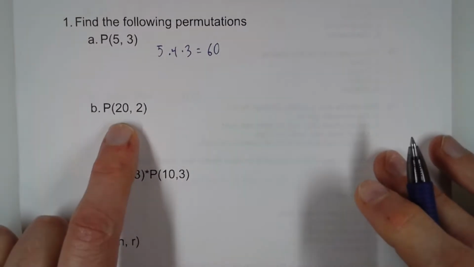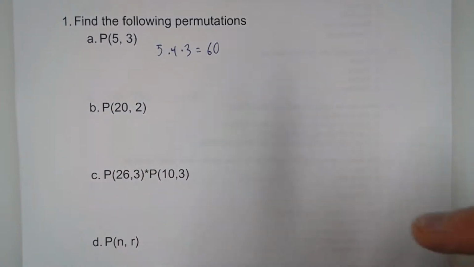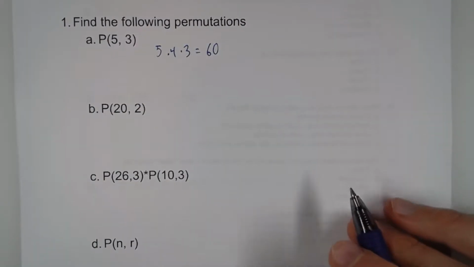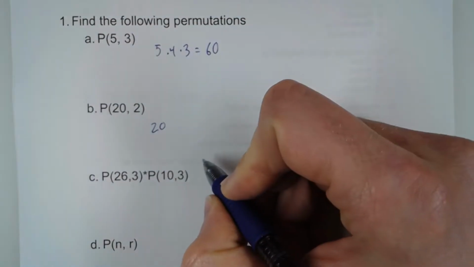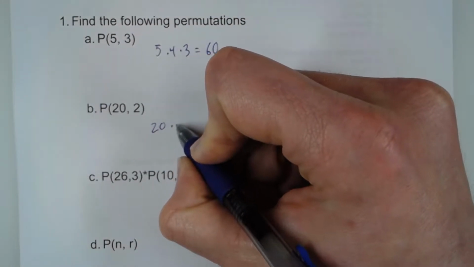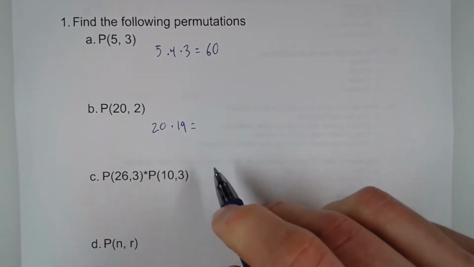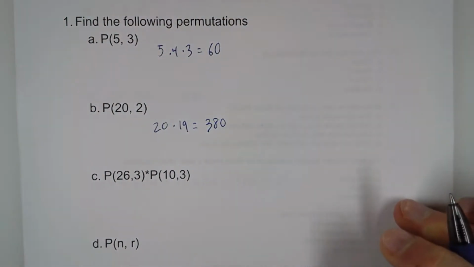Now with letter B, we take P(20,2). So out of 20 things, how many different ways can we pick and reorder 2 of them? Well, there's 20 ways to pick the first item, and there's 19 ways to pick the second item. So when we multiply those, we get 380.